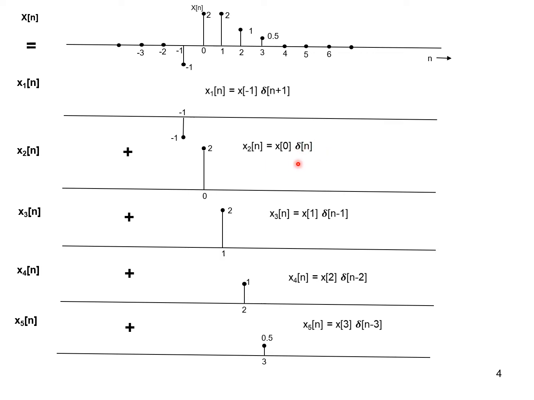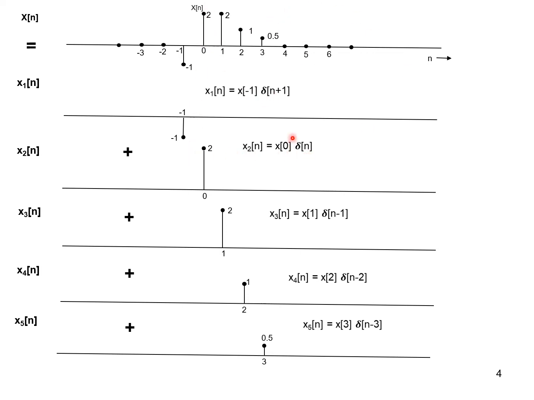That's what I do here. I'm multiplying the original signal with delta n, so the resulting signal is a sample at the origin. See, x2 of n is the resulting signal obtained by multiplying x of n with delta n. So it results in an impulse with magnitude 2 at the origin, because I am multiplying by delta n. Therefore, only this sample is separated out.